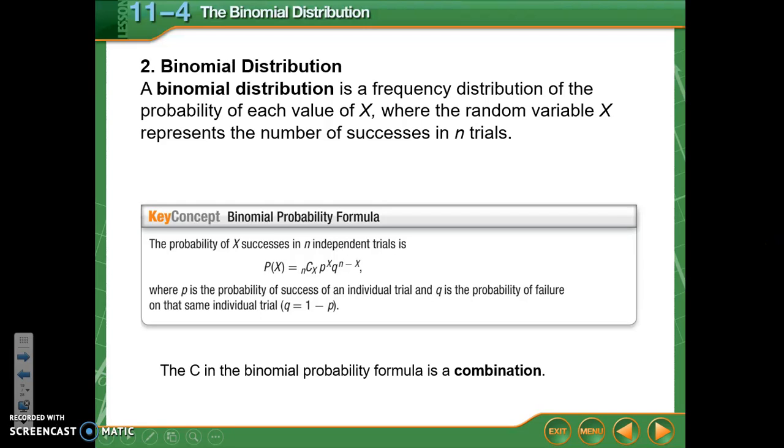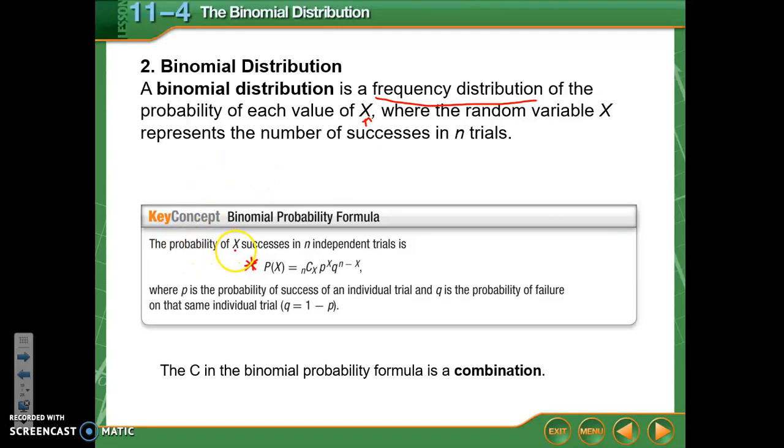Okay, now we're going to talk about something called a binomial distribution. This relates to something in Chapter 10 that we have not seen yet, which is the binomial theorem, but we have a formula for it that doesn't require us to know the binomial theorem. A binomial distribution is basically a frequency distribution of the probability of each value of x. Remember, x is the random variable. It represents the number of successes that we have in our number of trials.